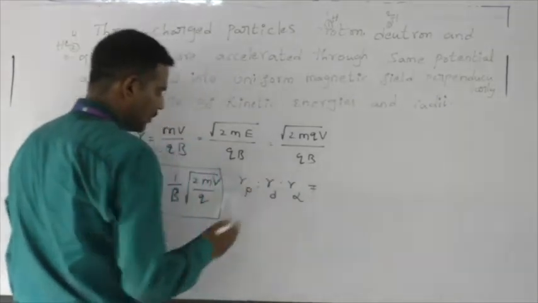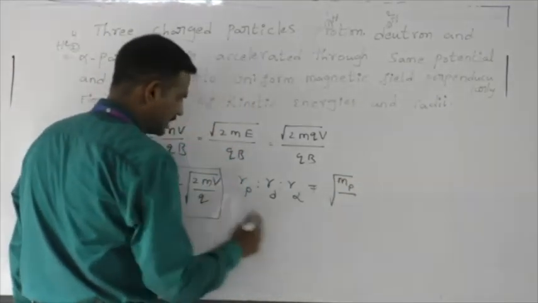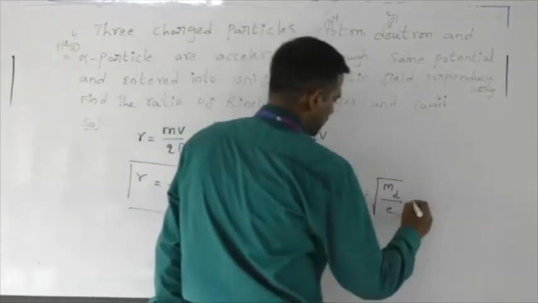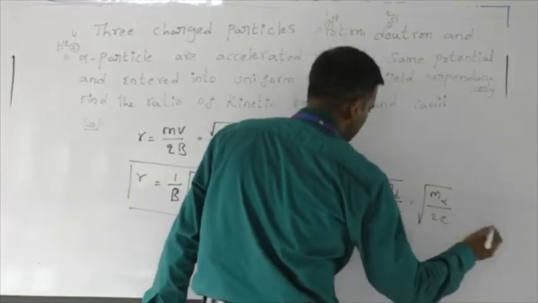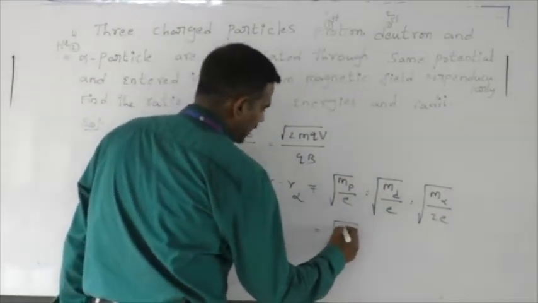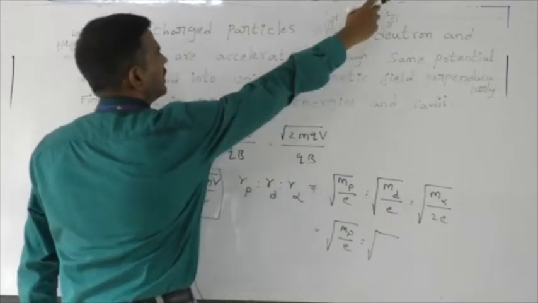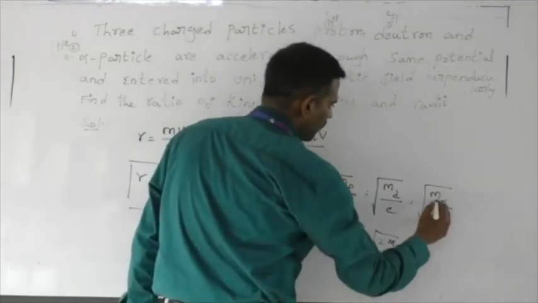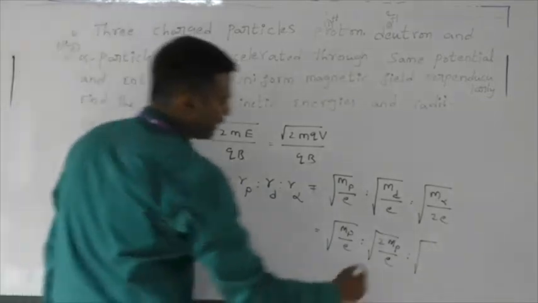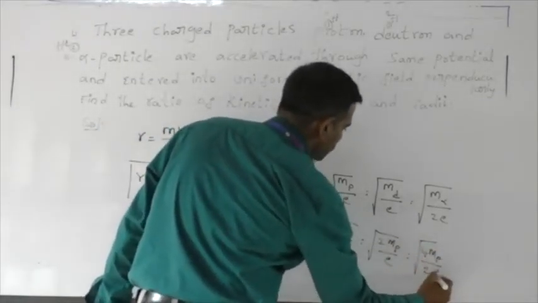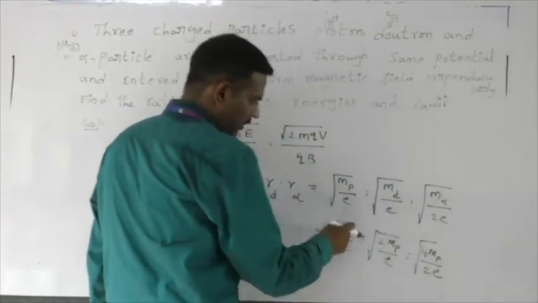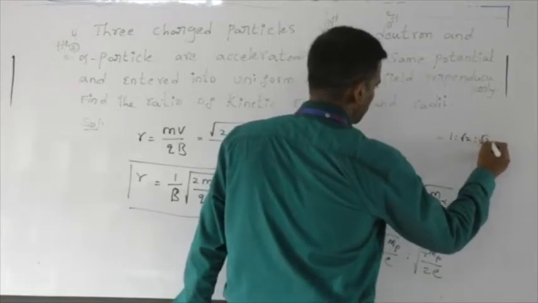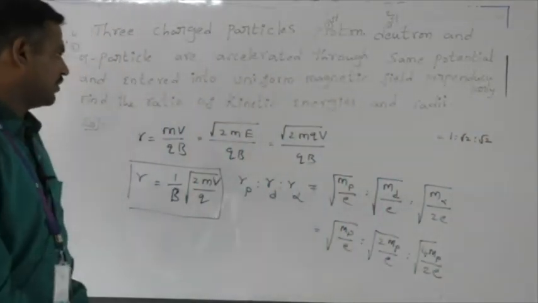For a proton, what can I write? Root of m by q: root of mass of a proton divided by the charge, which is e. Is to, for a neutron, mass of the neutron divided by the charge, again e. Is to the mass of the alpha particle divided by 2e. This is the charge for the alpha particle. Now further, what can I write? Mp divided by e is to, what is the mass of a neutron? It's twice the mass of the proton. Therefore 2mp divided by e is to under root, what is the mass of an alpha particle? 4 times the mass of the proton, divided by 2e. Then what are you going to get? Root of mp by e, root of mp by e, root of mp by e will get cancelled out. We will be left with 1 : root 2 : 2 root 2. This is what we obtain.